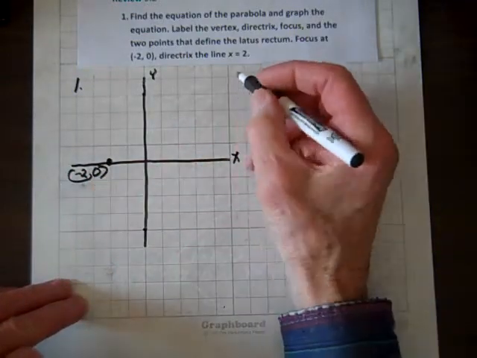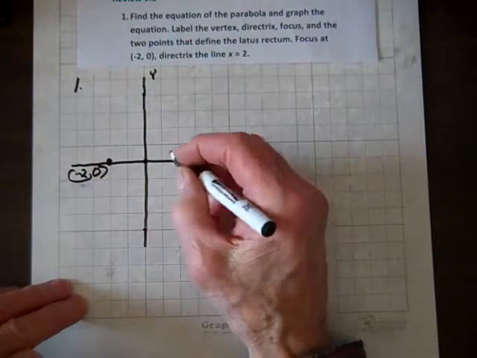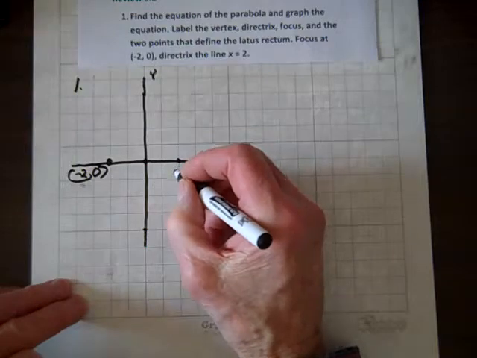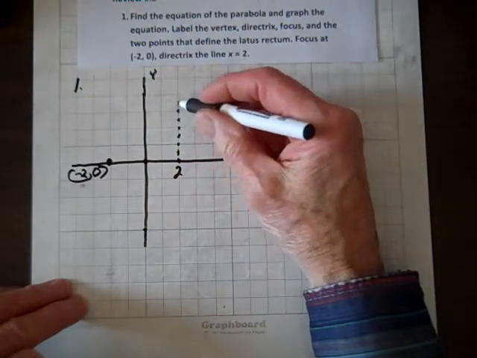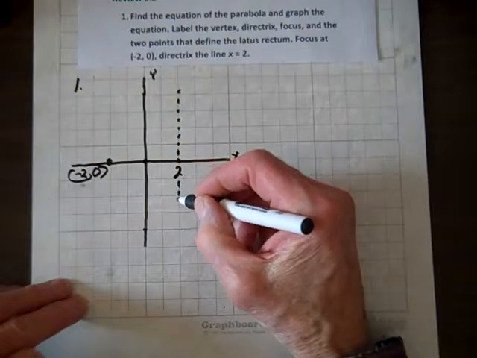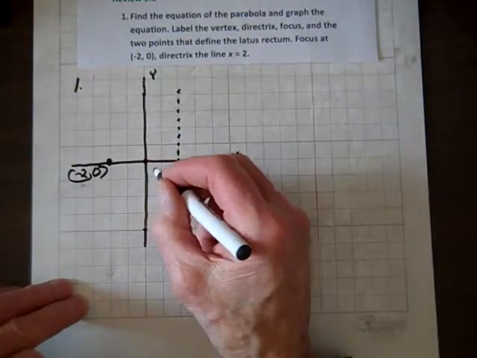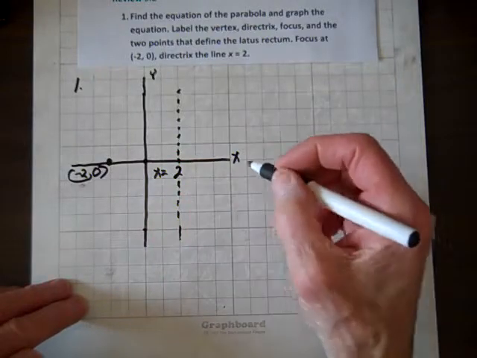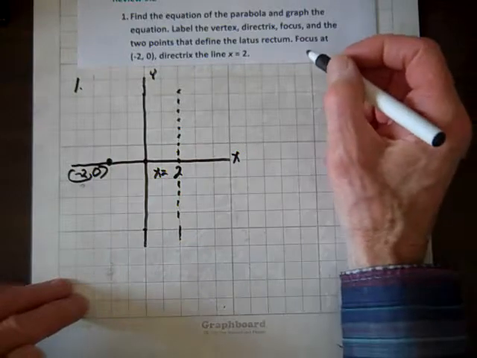Well, there's a couple of pieces of information we need. The vertex is going to be right here at 0, 0. So the directrix is at x equals 2. So that's our directrix, x equals 2. Now, here's our focus.